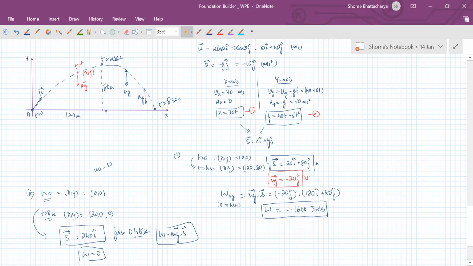This is 120 meters on this side, and this is again 120 meters on this side. So the horizontal range of the projectile is actually 240 meters, and the maximum height is 80 meters. The time of flight is 8 seconds.